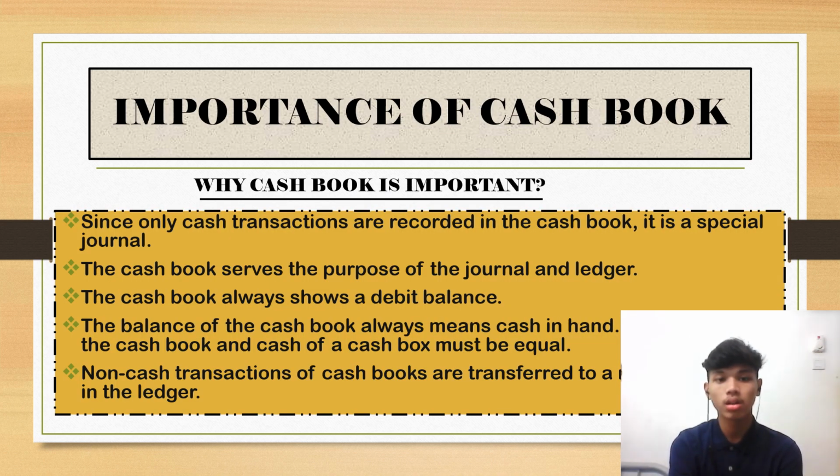There is a lot of importance of the cash book. One of them is that since only cash transactions are recorded in the cash book, it is a special journal. Second, the cash book serves the purpose of the journal and ledger. Third, the cash book always shows a debit balance. Fourth, the balance of the cash book always means cash in hand. The balance of the cash book and cash of a cash box must be equal. Last but not least, non-cash transactions of the cash book are transferred to a relevant account in the ledger.